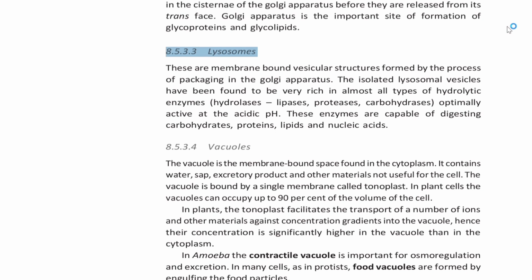8.5.3.3 Lysosomes. These are membrane-bound vesicular structures formed by the process of packaging in the Golgi apparatus. The isolated lysosomal vesicles have been found to be very rich in almost all types of hydrolytic enzymes, that is hydrolases, lipases, proteases, carbohydrases, optimally active at the acidic pH. These enzymes are capable of digesting carbohydrates, proteins, lipids and nucleic acids.